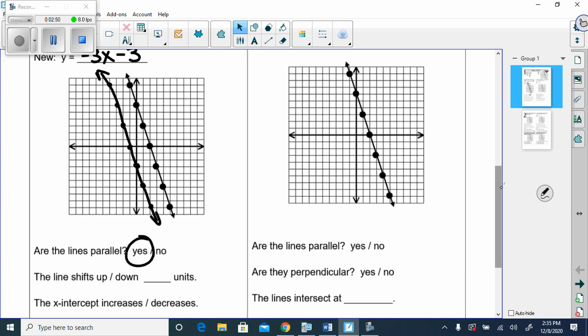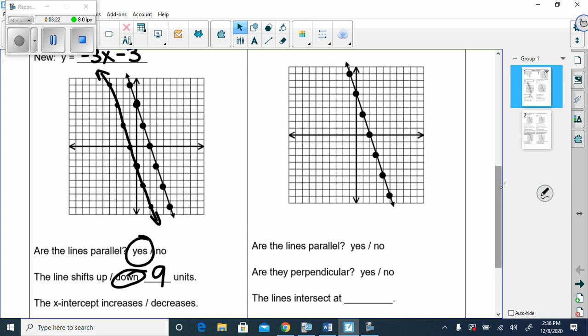Okay, then it asks, did the line shift up or down, and how many units? So was the new one up or down? Down, right? This one started here, now it starts down here. So it got shifted down. If I was originally here and now I'm here, how many spaces down did I move? 9. Good. So I shifted down 9 units.